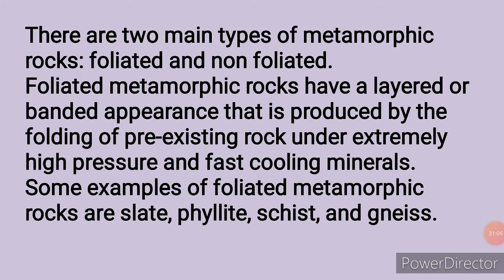So foliated metamorphic rock have a layered or banded appearance that is produced by the folding of pre-existing rocks under extremely high pressure and fast cooling of what? Minerals. Some examples of foliated metamorphic rocks are slate, which is formed from shale, schist, and gneiss, which is formed from what? Granite. Is it not?